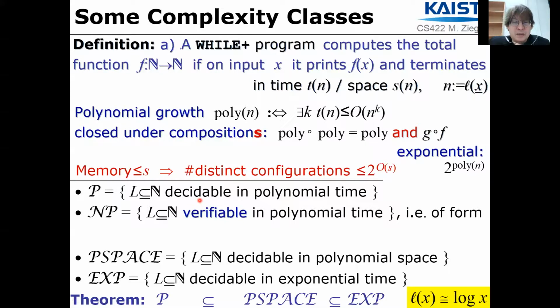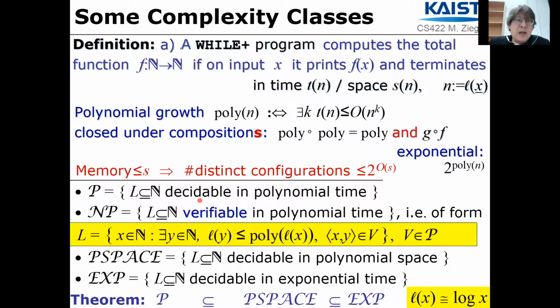And that is going to be what may be called the syntactic definition of NP. And later in this lecture, we're going to give the equivalent semantic definition of NP based on non-deterministic while plus programs, but that's for much later. For now, we define class NP to be all decision problems of this form, and we call them verifiable. The decision problem of this form contains all natural numbers x for which there exists another natural number y, whose length is at most polynomial in the length of the input.